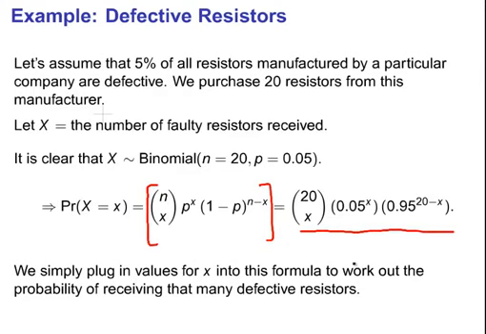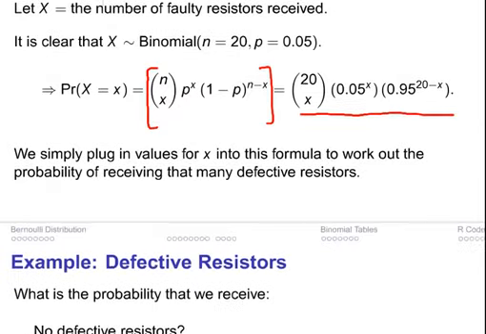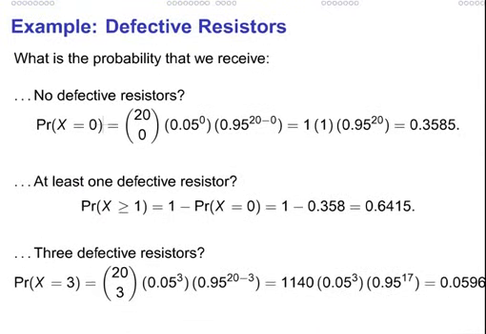We simply plug in the values for x into this formula to work out the probability of receiving a certain amount of defective resistors. Let's have a few examples. Probability of no defective resistors, probability of x equal to 0. Well, in this case, 20 choose 0. Remember, 0 factorial is 1, so this works out to be 1.